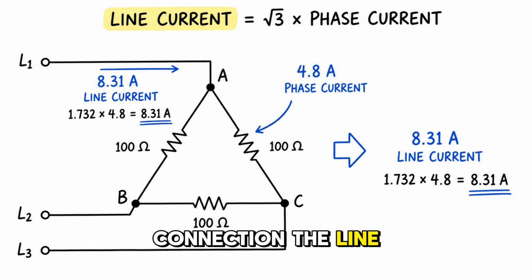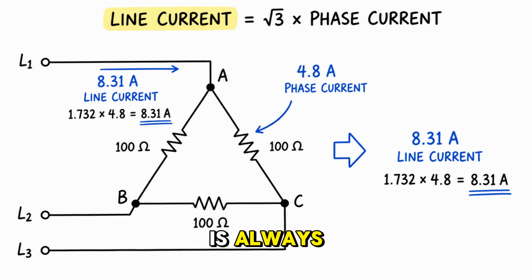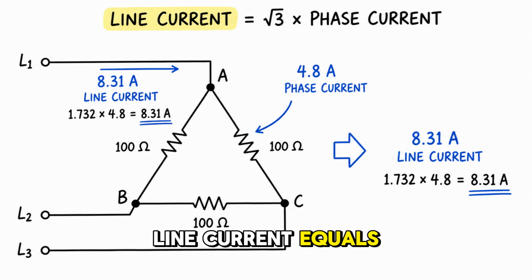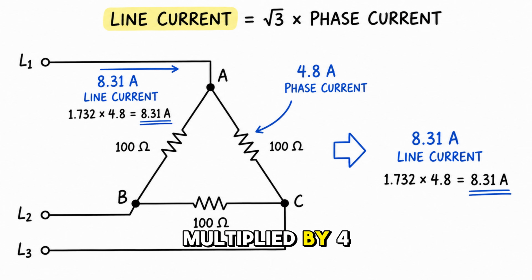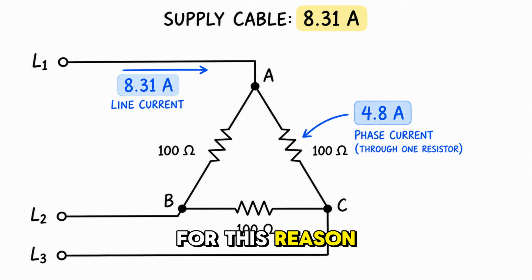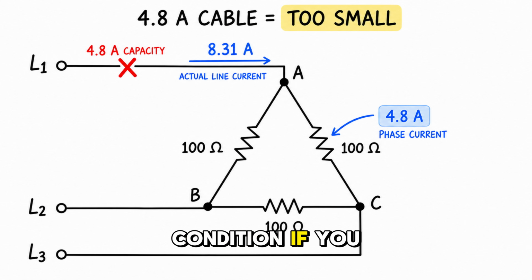Now in delta connection, the line current drawn from the supply is always √3 times the phase current. Due to this, line current equals 1.732 multiplied by 4.8, which equals 8.31 amperes. For this reason, the supply cable must carry 8.31 amperes, even though each individual resistor only carries 4.8 amperes. In such a condition, if you size the supply cable based on the phase current of 4.8 amperes, the cable will be undersized and overheat under actual line current conditions of 8.31 amperes.